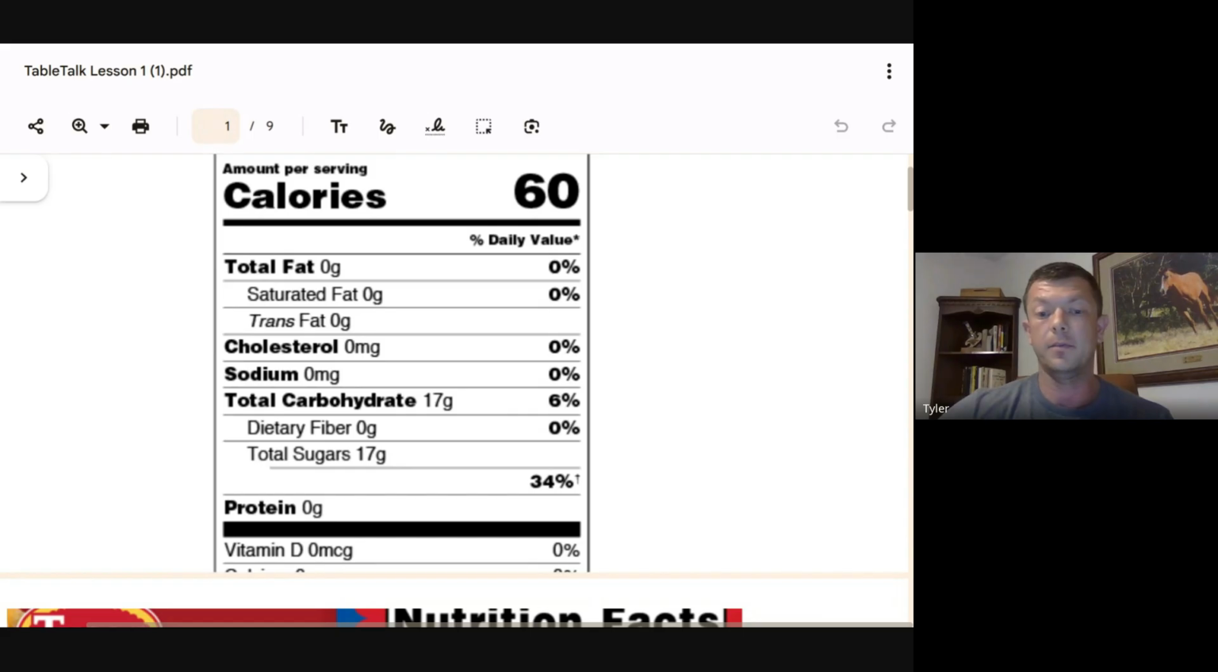They have added that in some form. We're going to talk a lot about sugar at some point in the future, probably several sessions, because there's a lot that goes into sugar and a lot of people that are very interested in cutting back on their sugar intake. So we're going to go through that more in depth, definitely in the future.